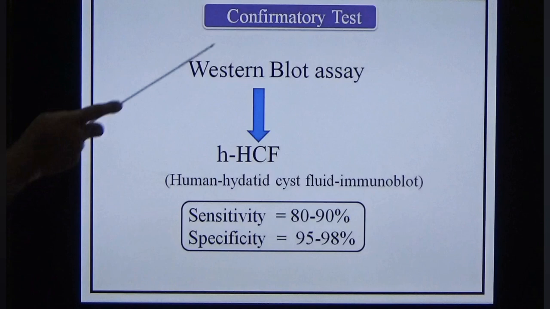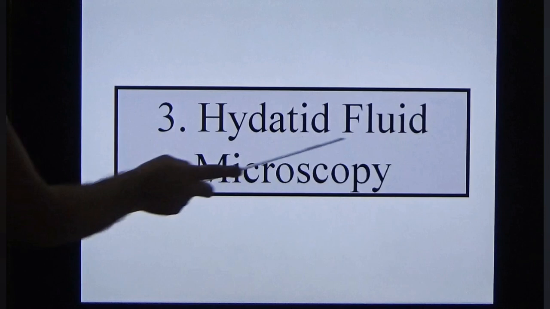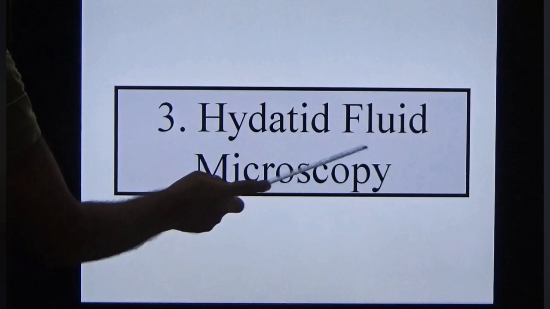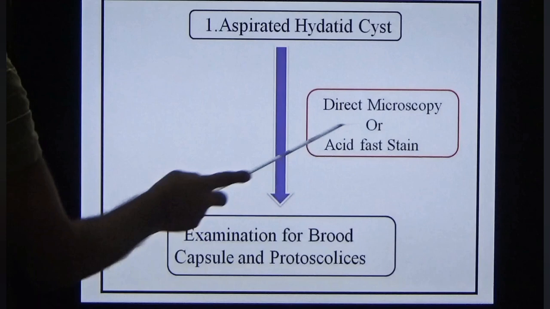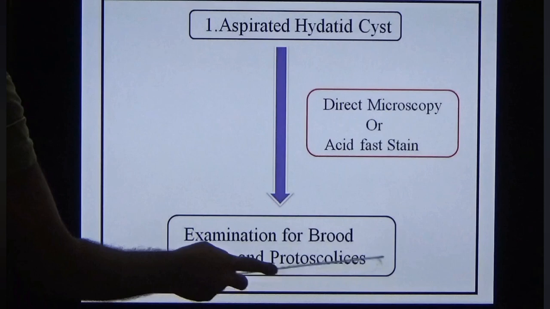Okay. The third one is hydatid fluid microscopy. After the cyst is surgically removed, the cyst is examined under the microscope. There are two types. One is aspirated hydatid cyst fluid with direct microscopy, using an acid-fast stain. So we can identify the brood capsules and protoscolices from the cyst through the microscope.